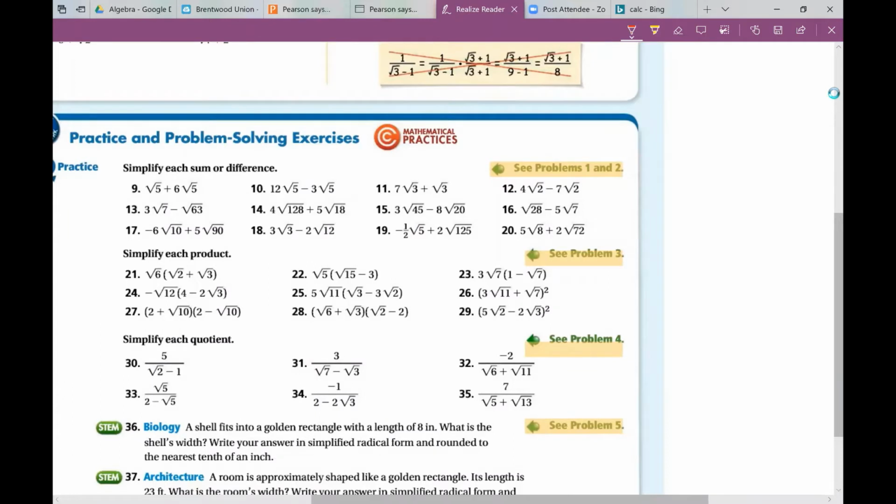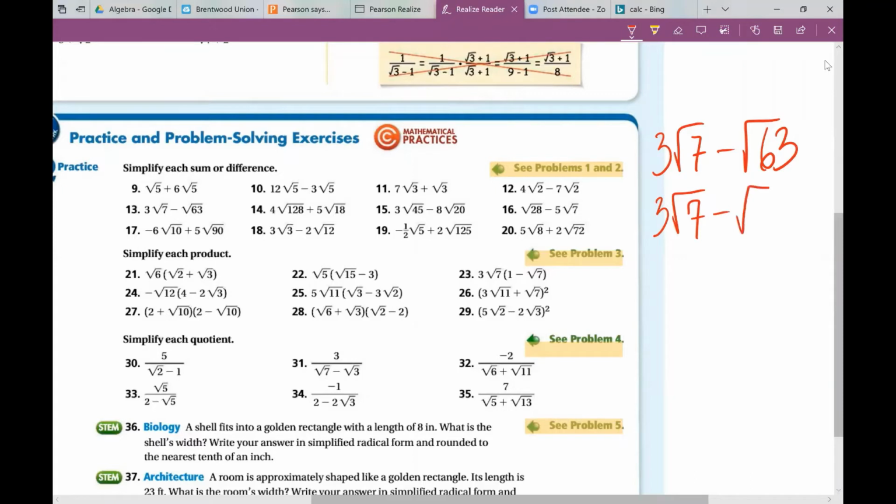They're not always as easy as that first example, so I'm going to move to one that is subtraction instead of addition, and also the radicals are not alike, at least not to begin with. So the first one I see that's like that is 13. 13 is 3 radical 7 minus radical 63. So I'm going to begin by writing 3 radical 7 because there's absolutely nothing I can do with that expression. I don't know the square root of 7. I can't break it down at all. So it'll stay as is for now.